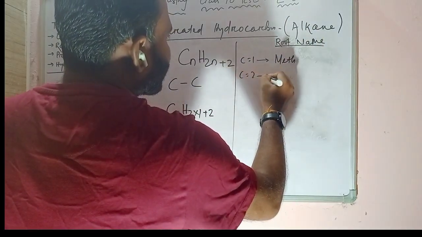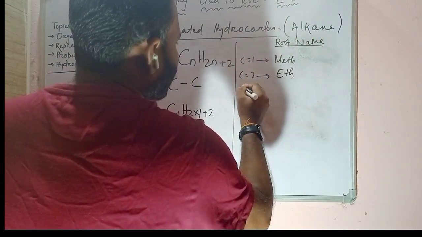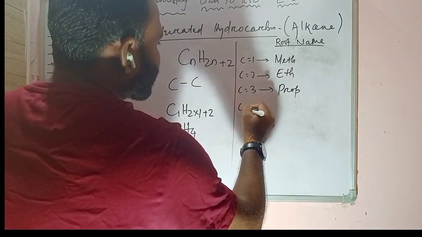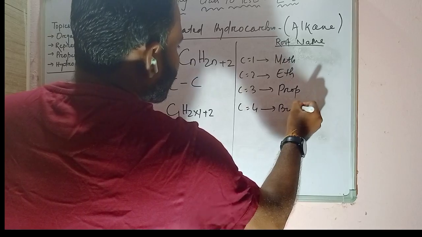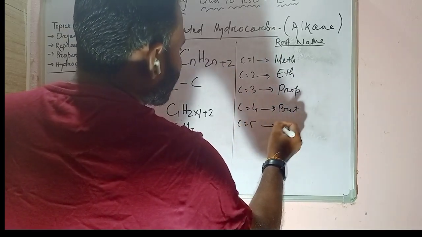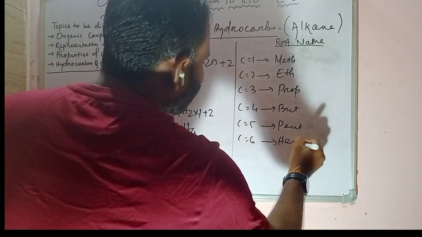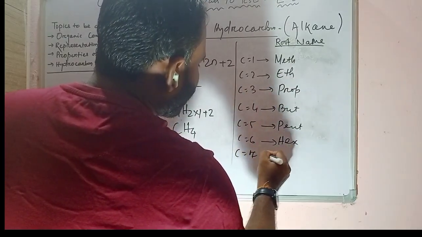When there is 2, it will be eth. When there is 3, it will be prop. When there is 4, it will be but. When there is 5, it will be pent. When there is 6, it will be hex. When there is 7, it will be hept.